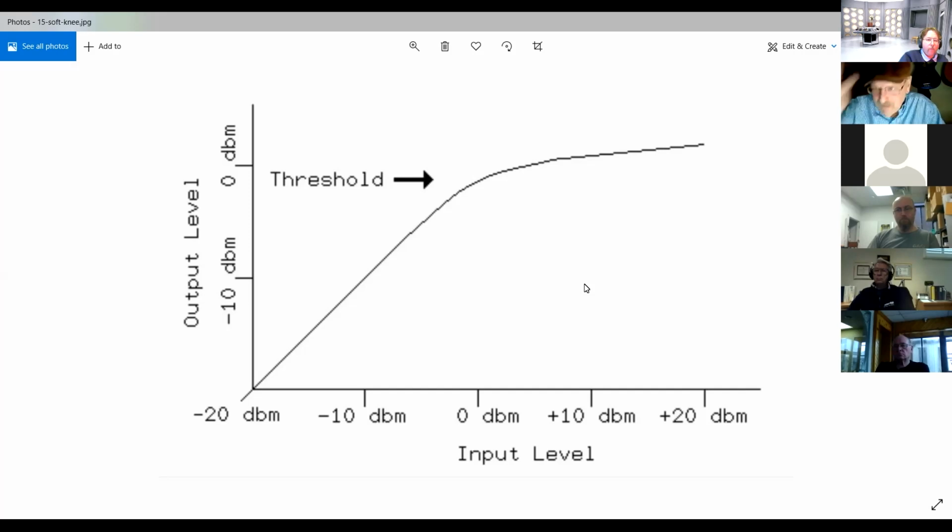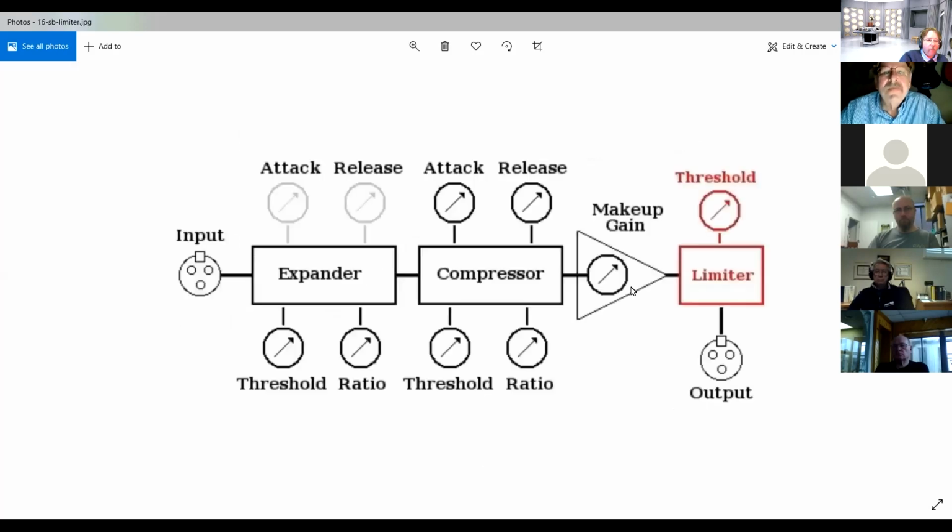Whenever I saw it, I couldn't believe it. I said that is so simple. A diode in the control voltage. There you go. And then finally, we've got our limiter, clipper, whatever you want to call it.